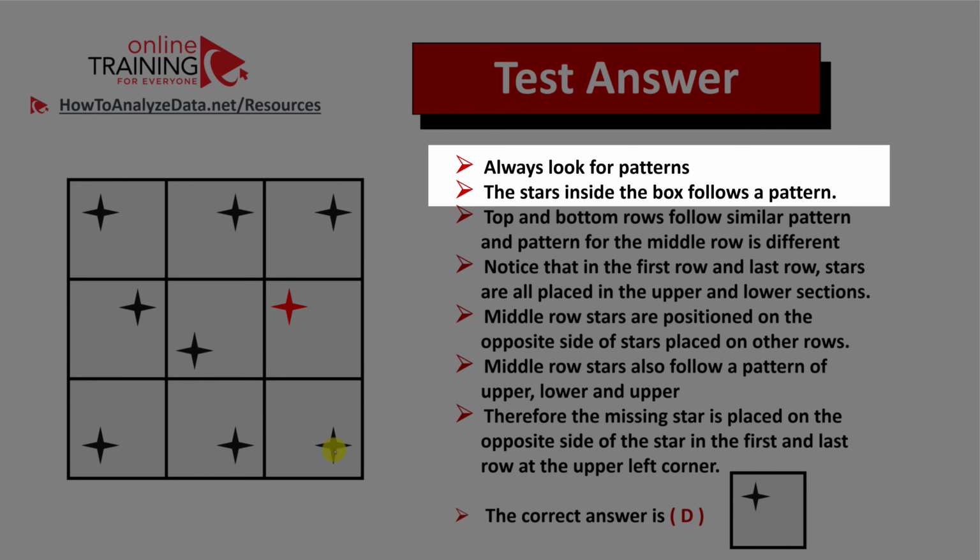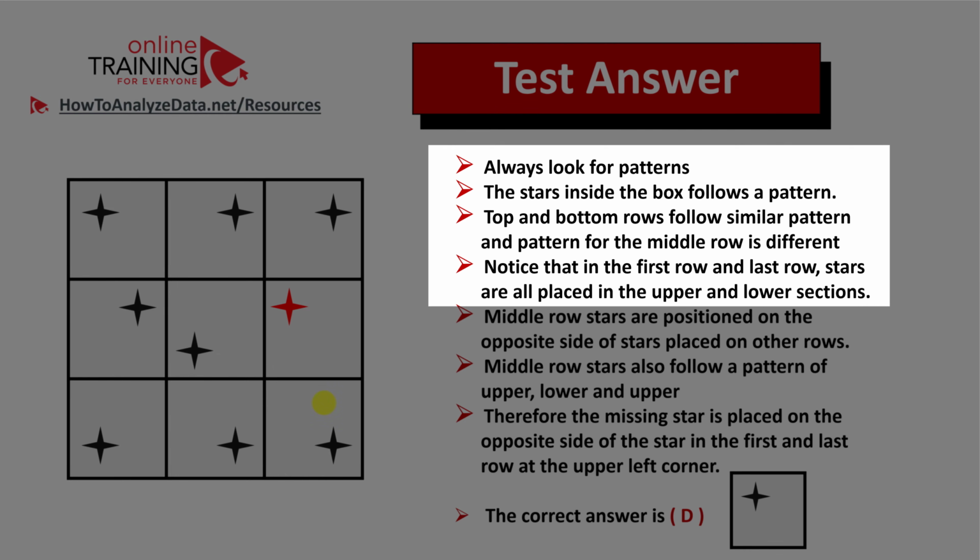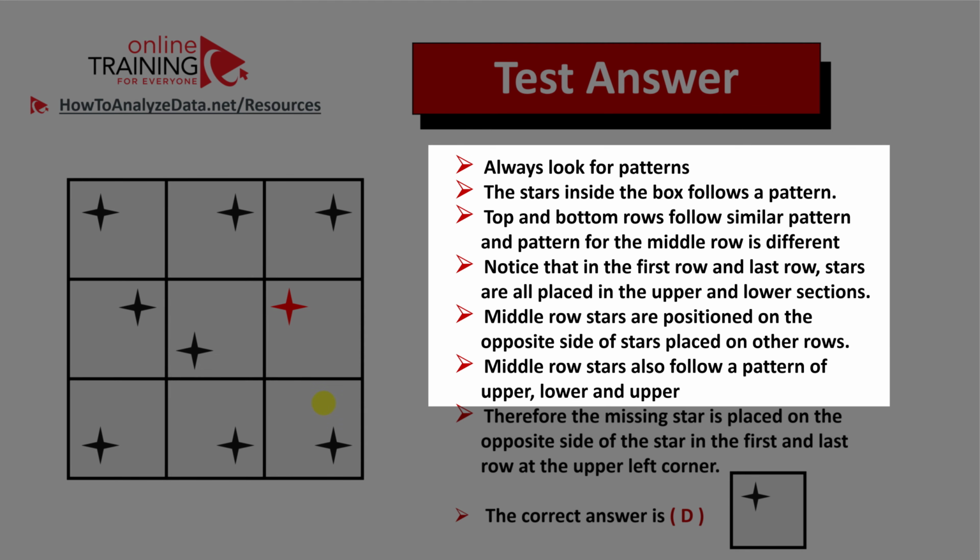The stars inside the box follow the pattern. Top and bottom row follow similar patterns, and the pattern in the middle row is very different. Notice that in the first row and the last row, stars are placed in the upper and left sections. Middle row stars, though, are positioned on the opposite side of the stars placed in other rows. Middle row stars also follow a pattern of upper, lower, and then upper.